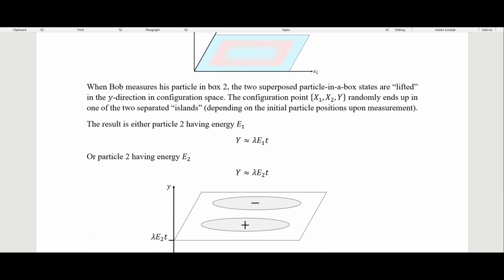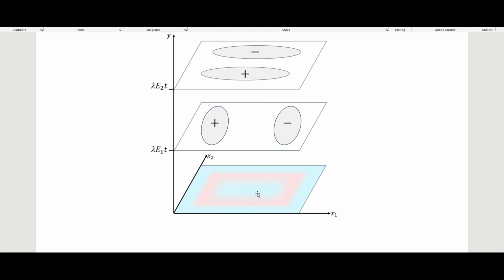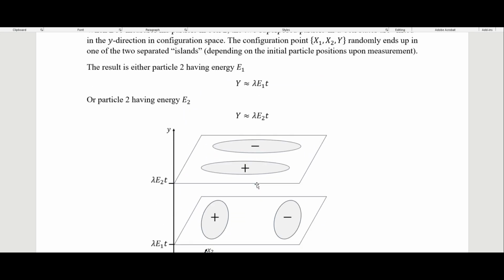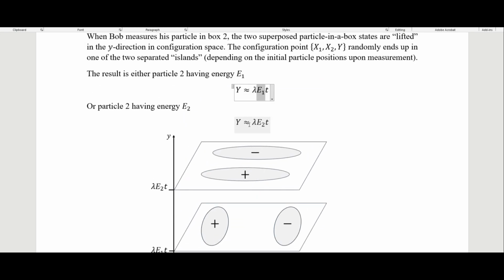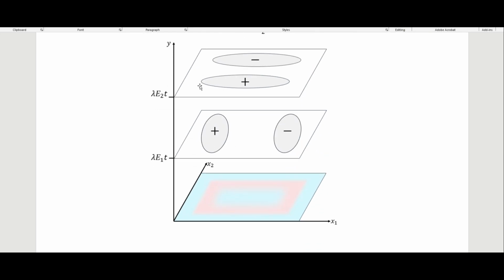So when Bob measures his particle in box 2, the 2 superposed particle in a box states are lifted in the y direction in configuration space. The configuration point, which will have these coordinates, randomly ends up in one of the 2 separated islands, depending on the initial particle positions upon measurement. So what I mean by lifting is this. This was our original state right here before the measurement. And then when we measure it, we can get either the y at the energy 1 right here, or we can get y at the energy 2 up here.